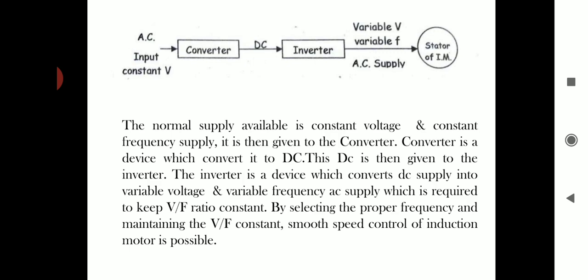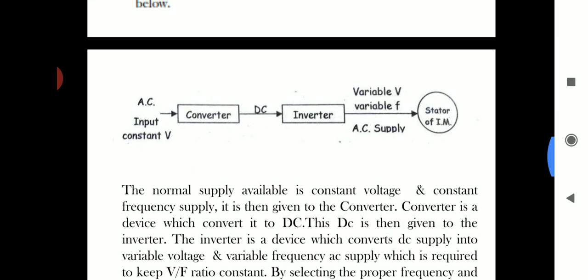So in this way we are changing the value of the voltage along with the value of the frequency, and we will maintain the V by F ratio constant so that there is no change in the value of the air gap flux, and it will not disturb any magnetic condition of the motor. In this way we can control the speed of the induction motor very smoothly with the help of this V by F control method. This is the most important question from examination point of view.